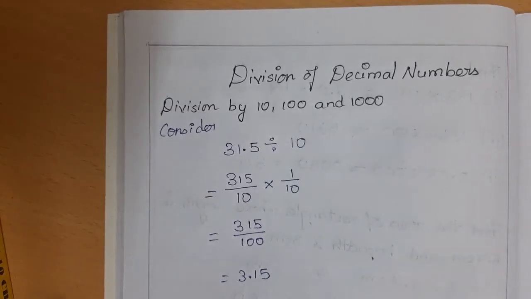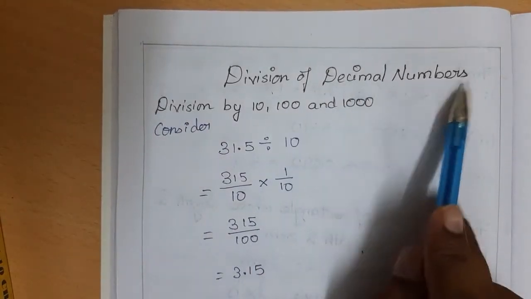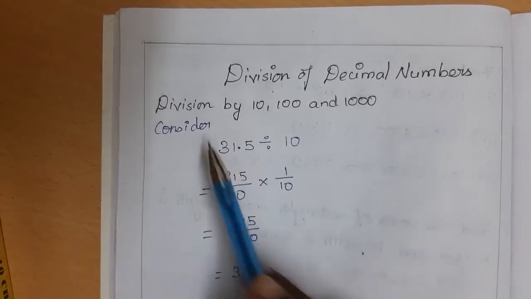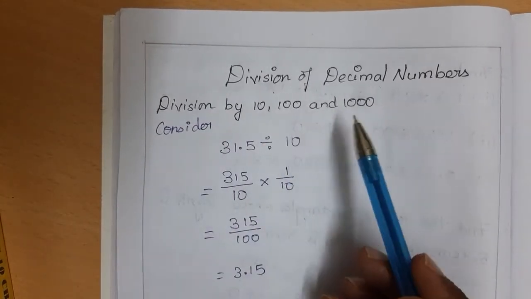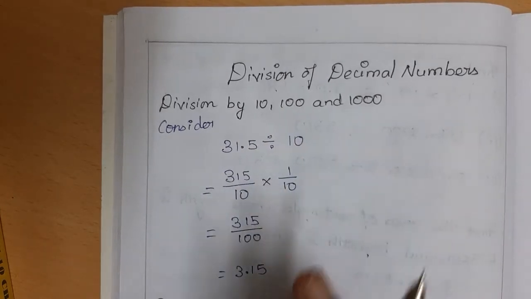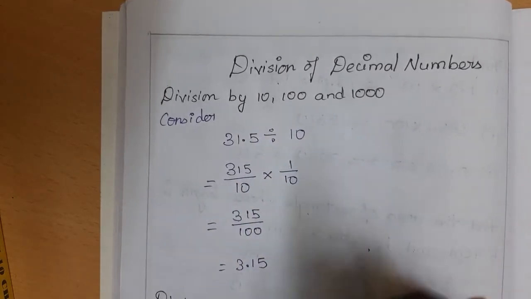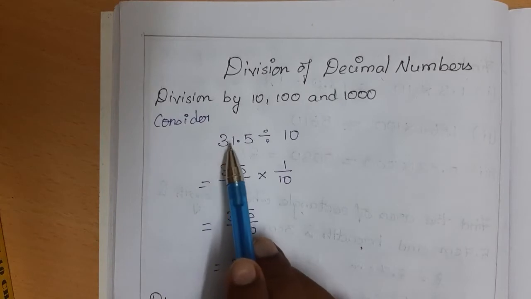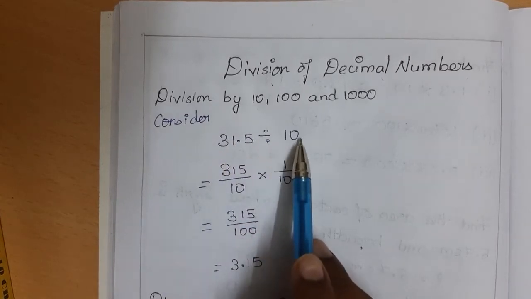Hi students, here we are going to learn about division of decimal numbers. So I'll start with division by 10, 100 and 1000. In multiplication itself we have seen some beautiful pattern. So let me see here. Let me consider 31.5 divided by 10.